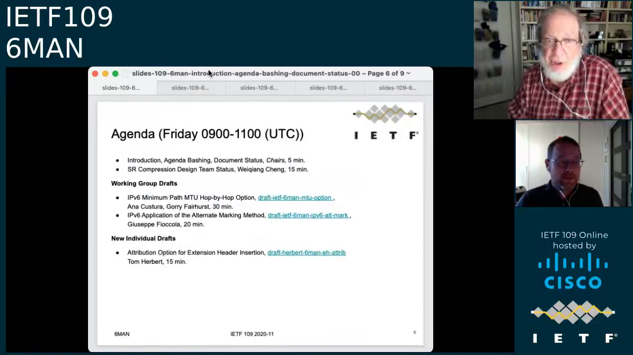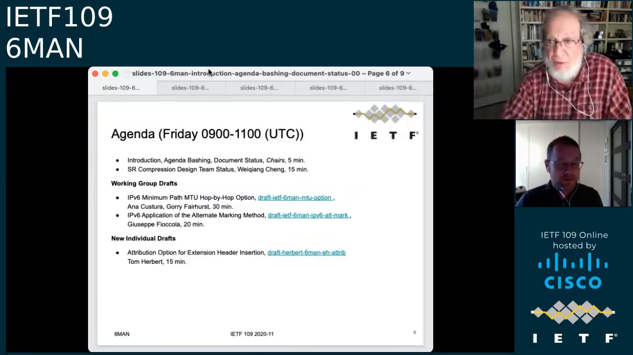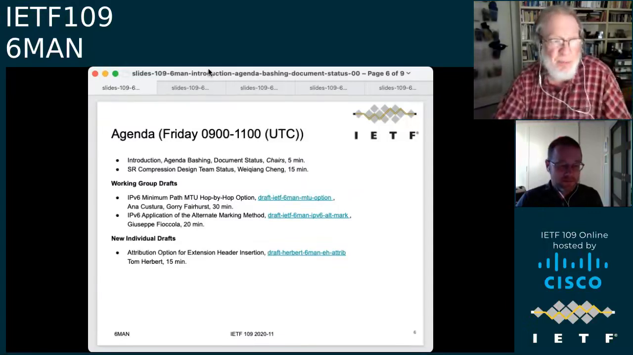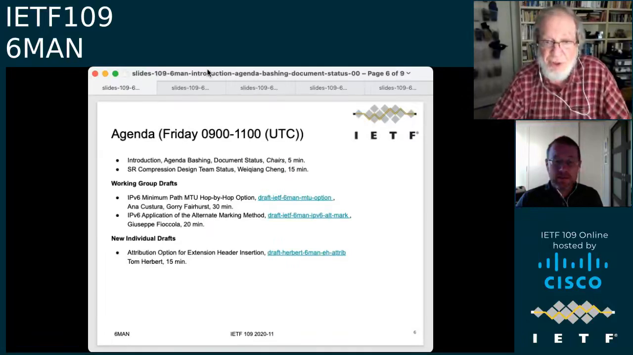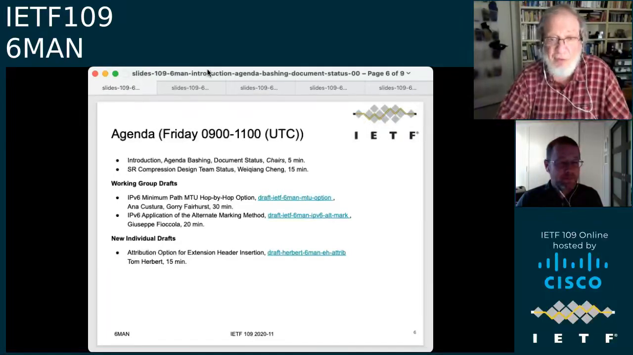And then we have a report on the SR compression design team. Many of you may have been in the spring working group that just preceded this, and there was a pretty big, long discussion about this. We don't want to repeat that discussion here, so we'll keep it to the 15 minutes and try to limit the discussion to clarifying questions.